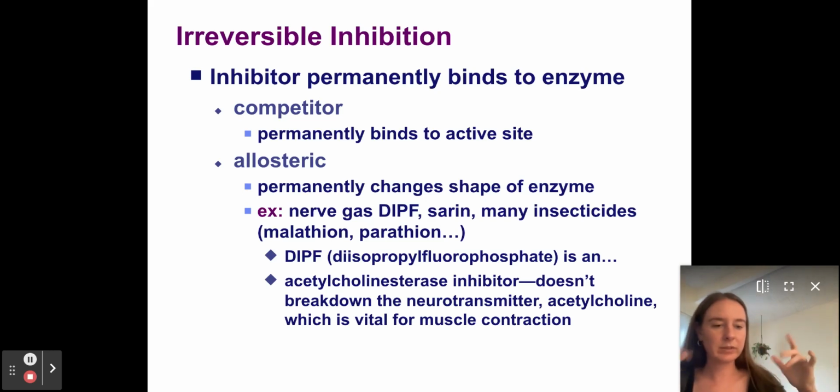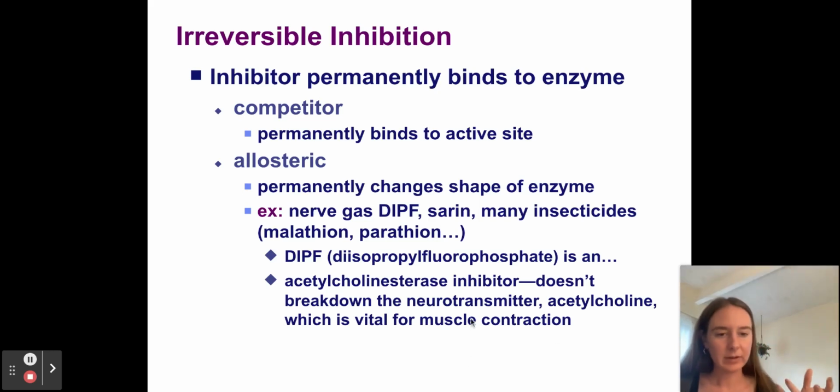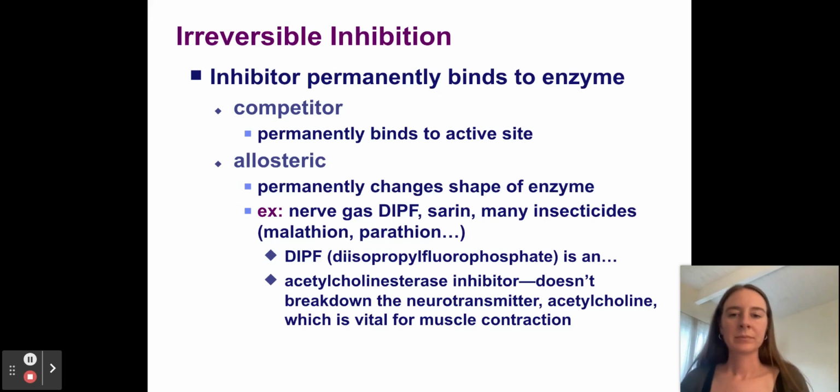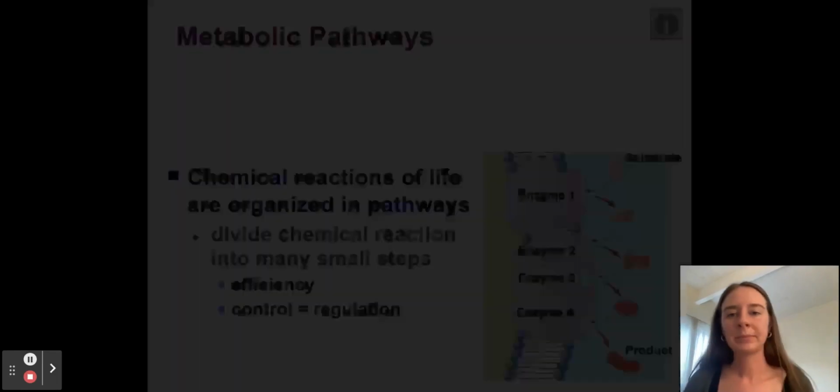So when you're moving your muscles, the reason they're able to move is because your muscles are contracting. And so if you don't have the enzyme to break down this neurotransmitter, then you will not be able to contract your muscles, and basically you will be paralyzed. You won't be able to move your muscles. So that's how these gases work, by basically paralyzing your body, by allosterically bonding to the enzymes that are necessary for bodily functions, like muscle contraction.